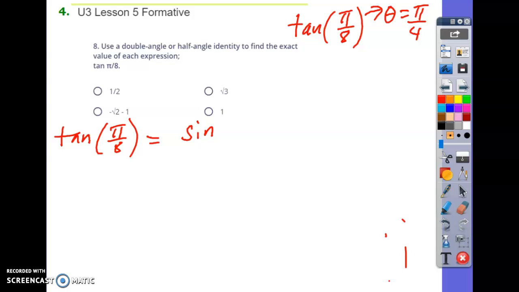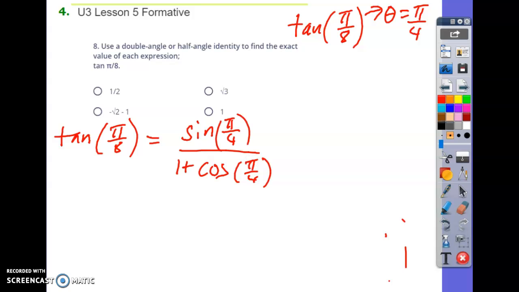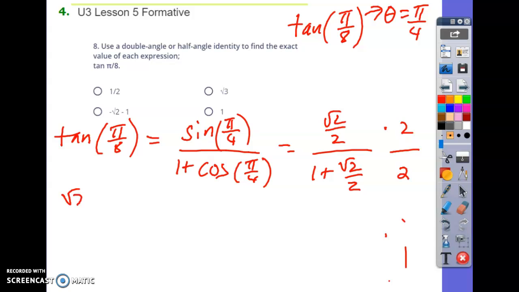So sine of pi/4 over, sorry, 1 plus cosine of pi/4. All right, this should work. Let's see what happens. Sine of pi/4 is √2/2, and then 1 plus cosine of pi/4 is also 1 plus √2/2. So I'm going to multiply the numerator and the denominator both by 2, which is going to end up with √2 over 2 plus √2. Now I can go ahead and rationalize, and when I do so, it's 2 minus √2 over 2 minus √2.